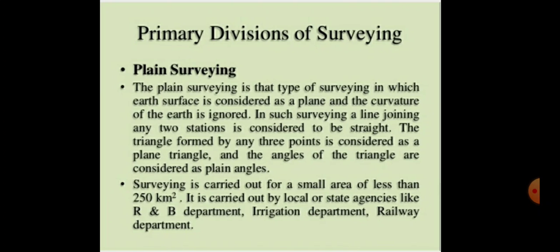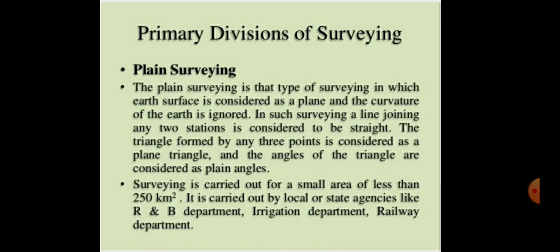Coming to plane surveying, it is that type of surveying in which the earth's surface is considered as a plane and the curvature of the earth is ignored. So in plane surveying we consider the earth's surface as a plane. We know the surface of the earth is spheroidal, it is spherical, it is not plane, but in this we consider that the surface of the earth is plane and the curvature of the earth is ignored. Simply we assume that the earth surface is a plane surface.